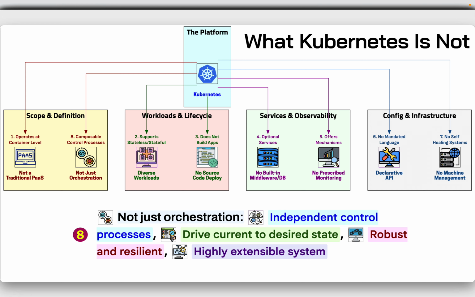Kubernetes is not just an orchestration system, it consists of independent, composable control processes that continually drive the current state towards the desired state, making it easier to use and a more robust, resilient, and extensible framework.